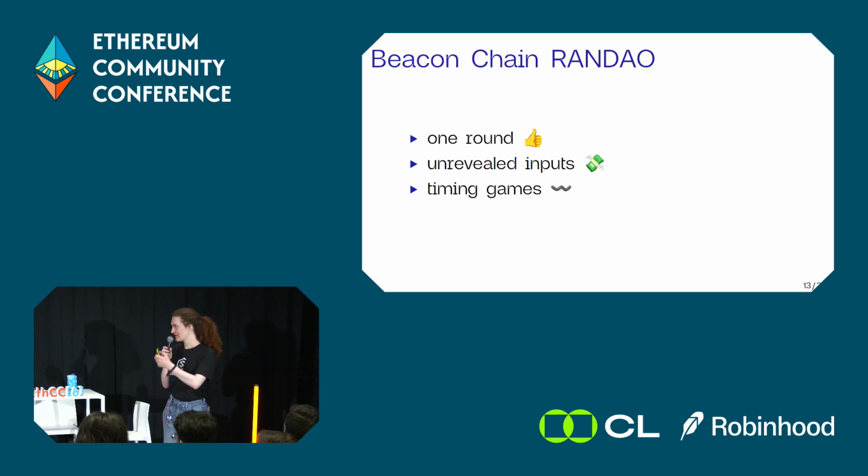Now, how does, for example, the Ethereum Beacon chain use this RANDAO? They sort of solve this problem a little bit. So they use BLS signatures and VRF, so they have only 1 round. If you don't reveal your input, you have to skip your block as a validator, so you lose a bit of money. And there are some timing games, but they're sort of mitigated.